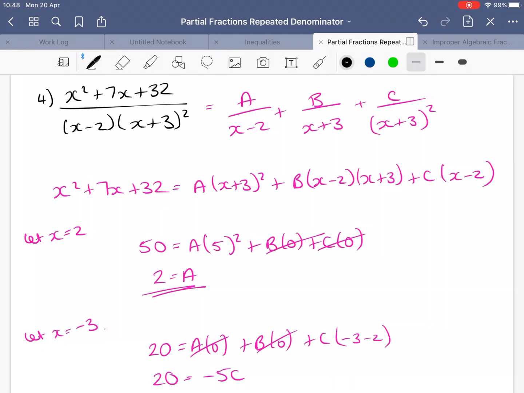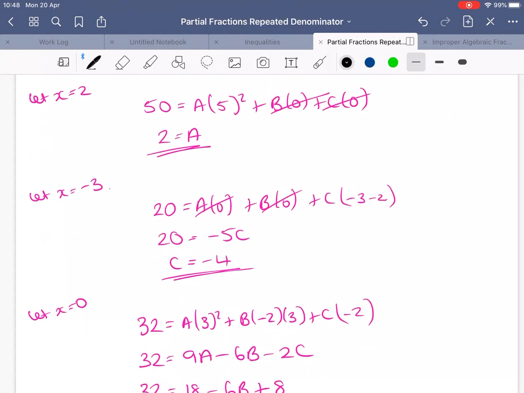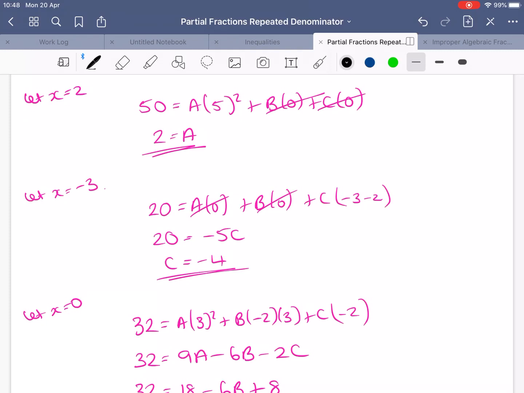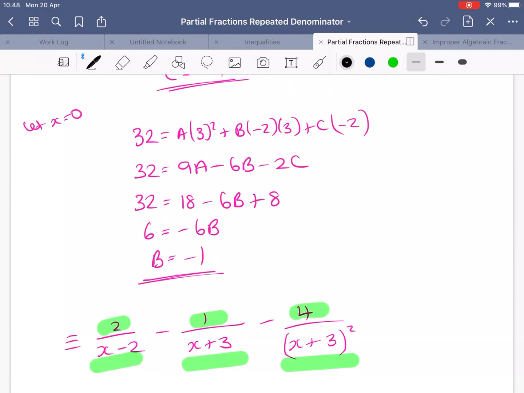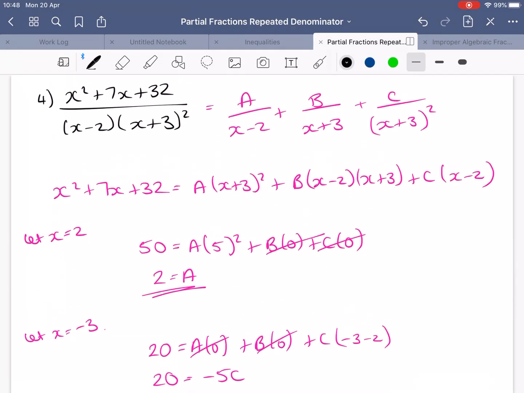Hopefully you got the first line. Use the substitution x equals 2, x equals minus 3. And because we haven't used x equals 0, we'll use x equals 0. And then you ended up with 2 over x minus 2 minus 1 over x plus 3 minus 4 over x plus 3 squared.